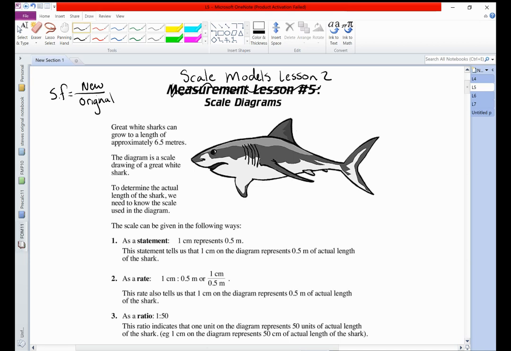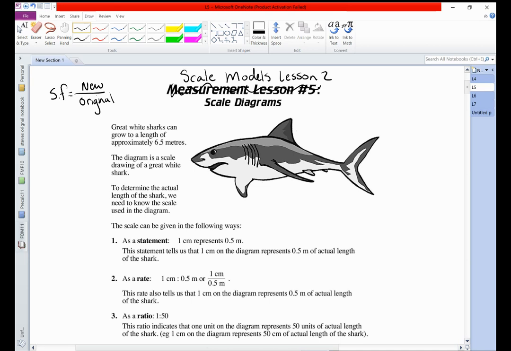It says here, great white sharks can grow to a length of approximately 6.5 meters. The diagram is a scale drawing of a great white shark. So it's not the right size, but it's drawn to scale. To determine the actual length of the shark, we need to know the scale used in the diagram. So by how much has this been reduced, basically?